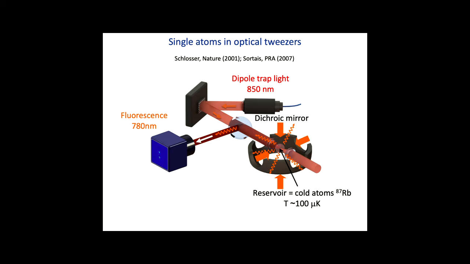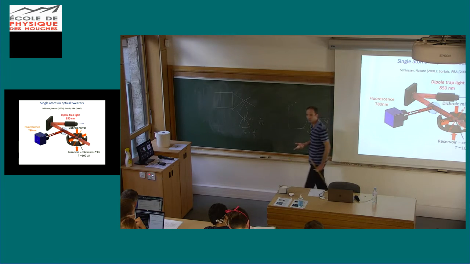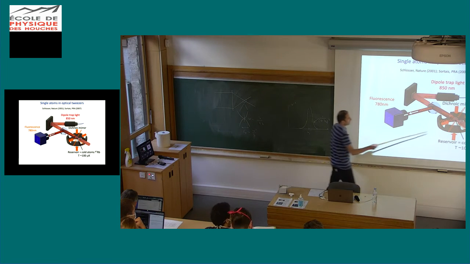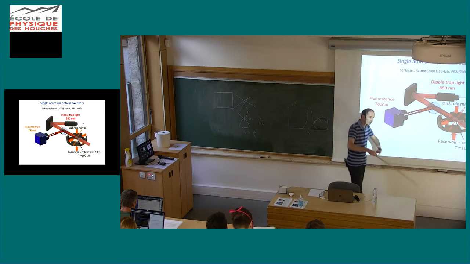All right. So now you want to fill this thing, so how do you do that? Well, I told you that you need to start from a cloud of cooled atoms. So we start from what is called a magneto-optical trap, which doesn't matter here, but essentially is an ensemble of atoms that have been pre-cooled by laser cooling down to a temperature of about 100 microkelvin.